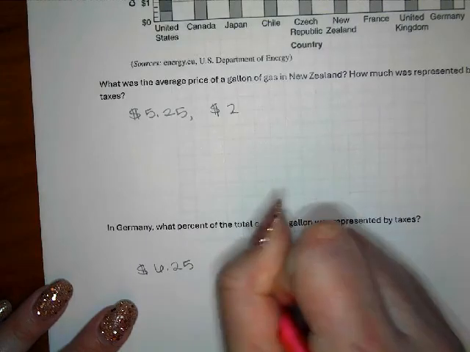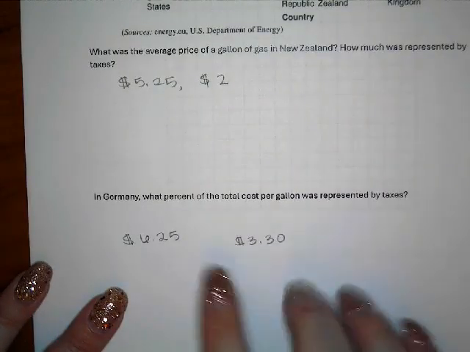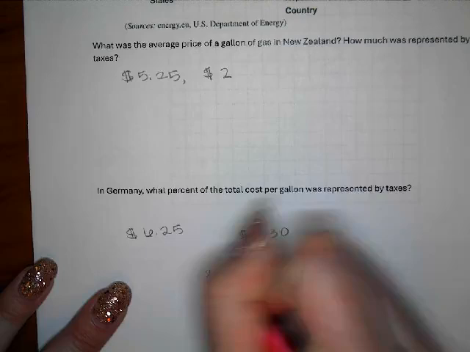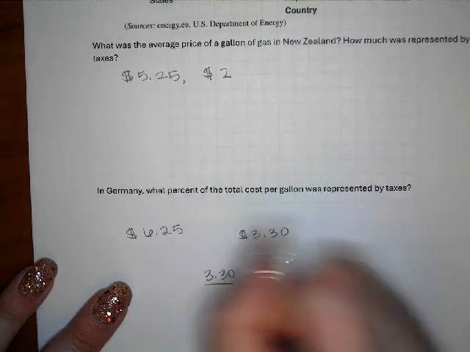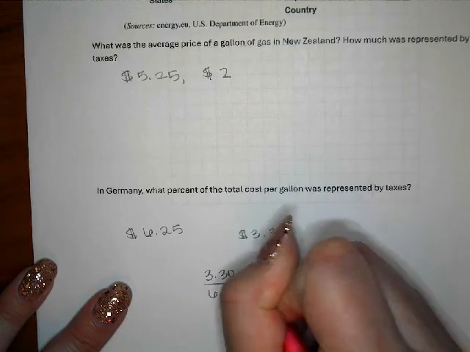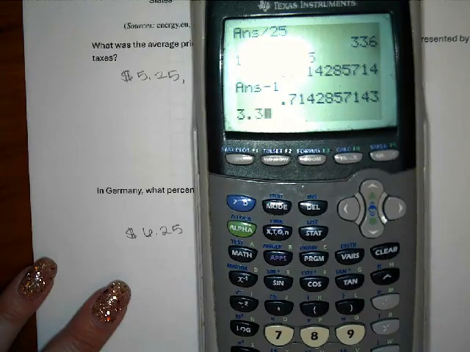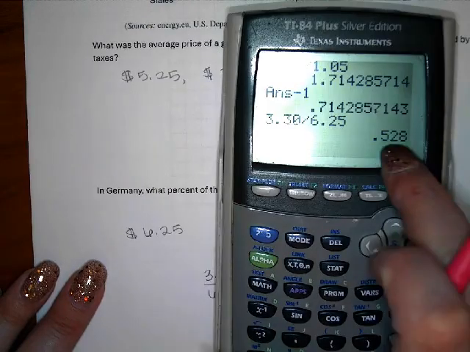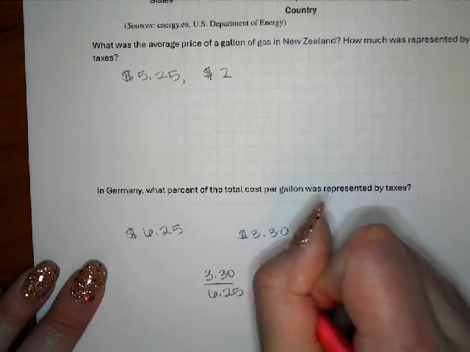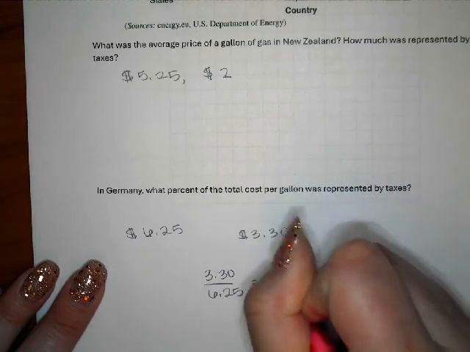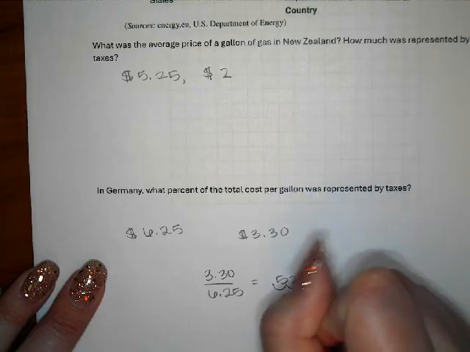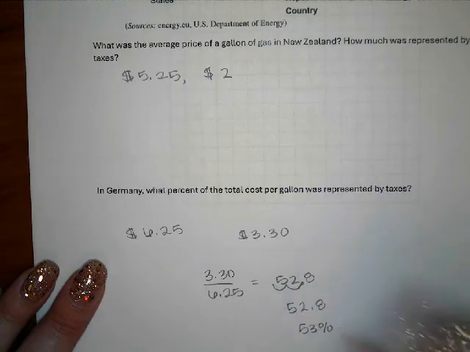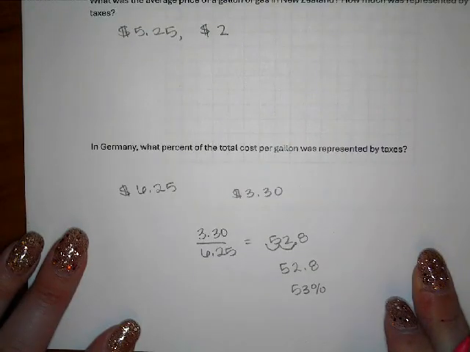So if we wanted to know what percent of the total cost was represented by taxes, then we would do $3.30 is the portion divided by the whole, which is $6.25. So this is our percentage. It's written as a decimal. So I'm going to move my decimal place over twice. So 52.8% or 53% of the price of a gallon of gas is represented by taxes.